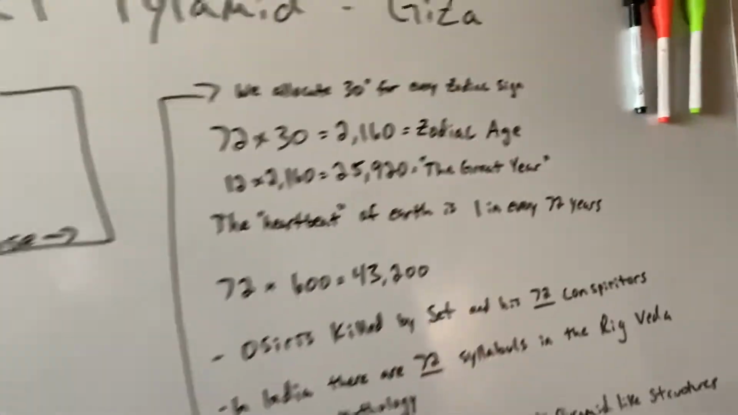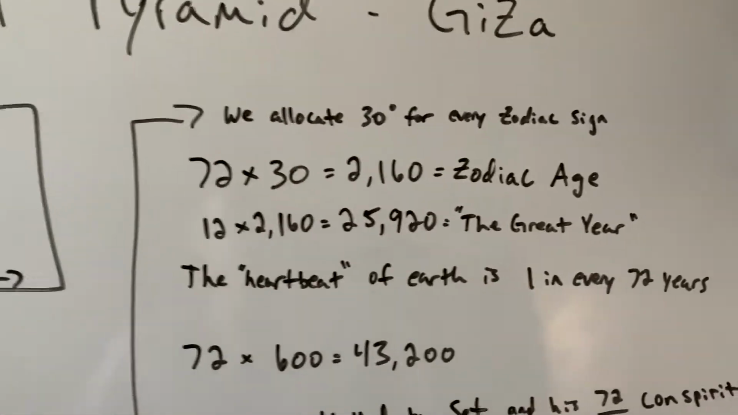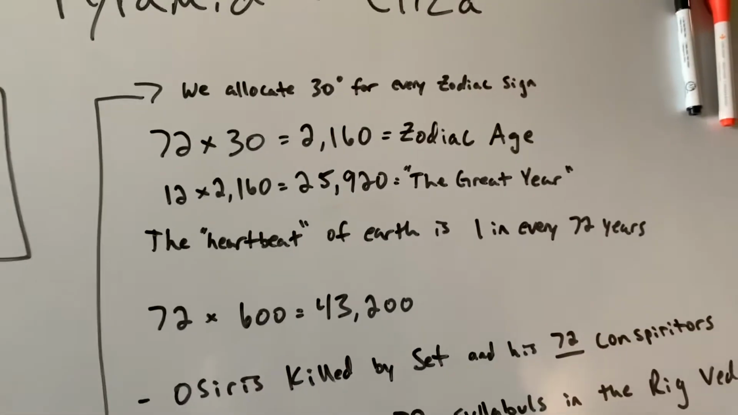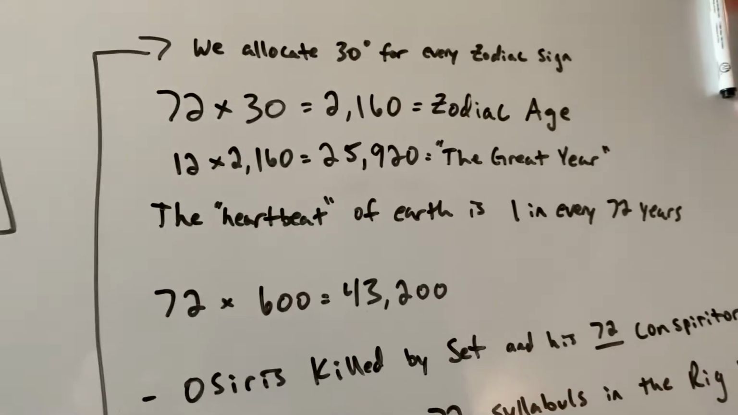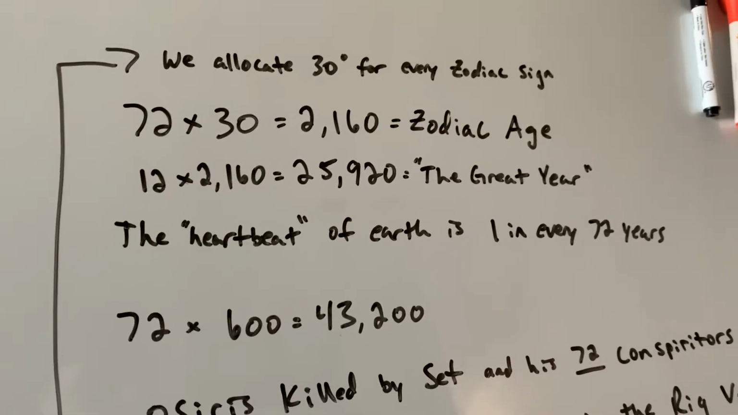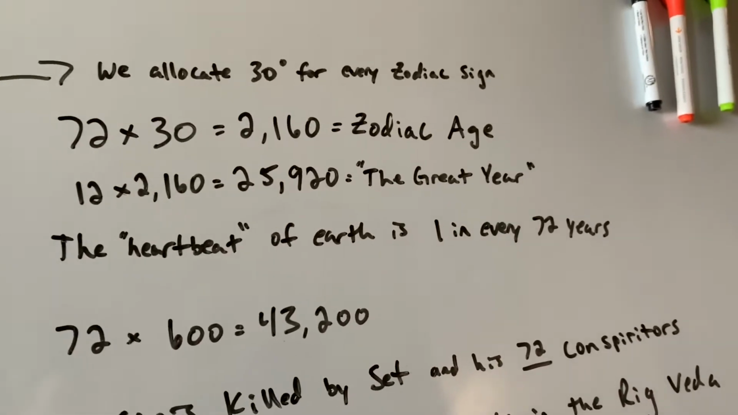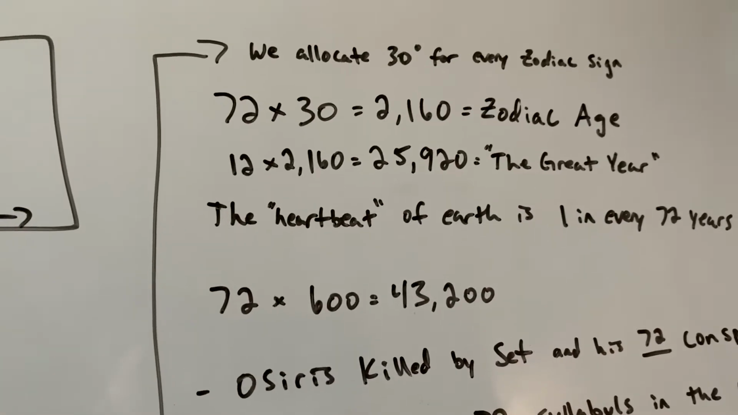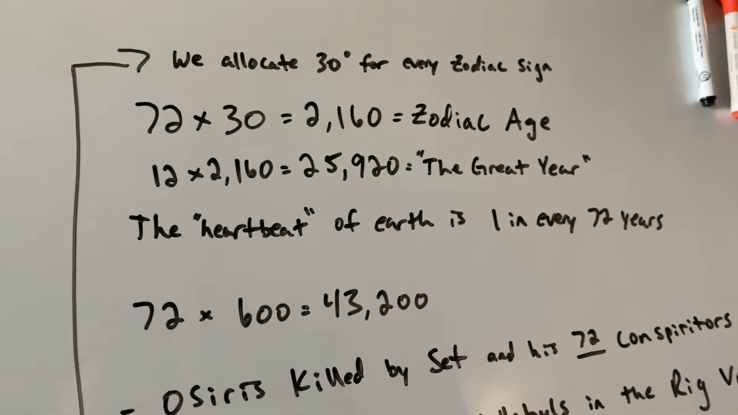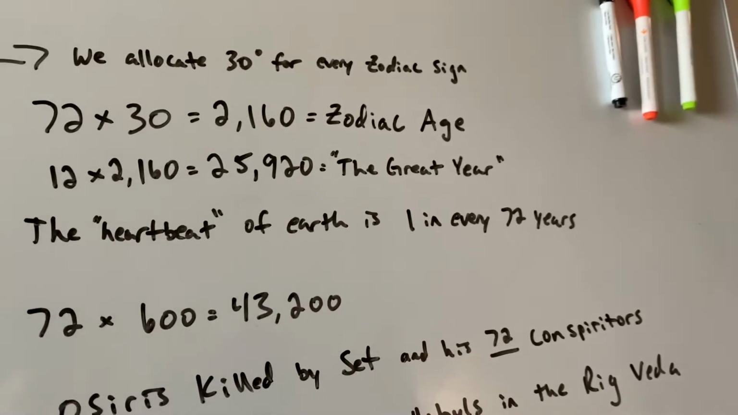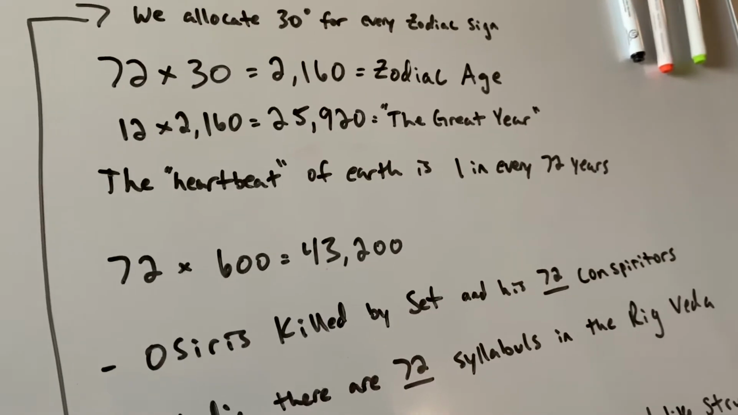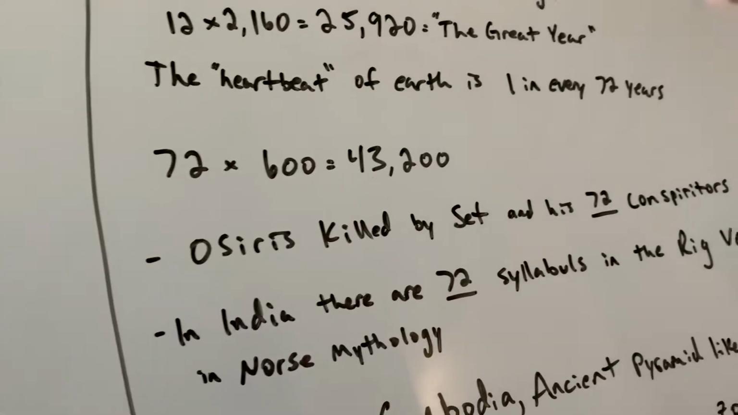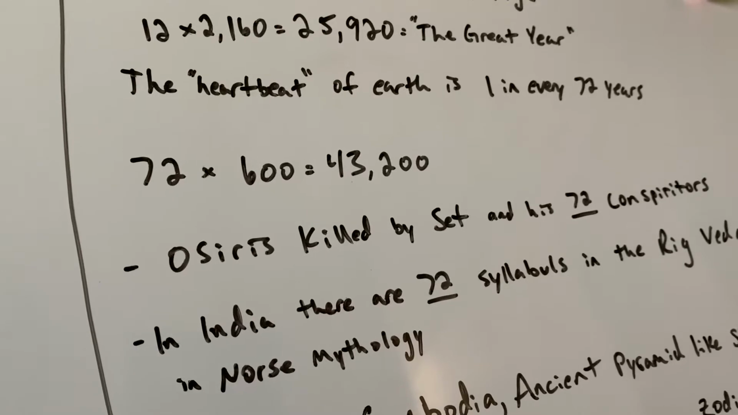So then we go over here. We allocate 30 degrees of movement for every zodiac sign. 72 times 30 is 2,160. That equals the zodiac age. You multiply that by 12, which is the number of zodiacs, and you get 25,920, which is the great year. The heartbeat of the Earth is 1 degree every 72 years. 72 times 600 equals 43,200.